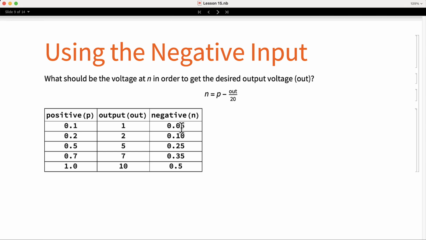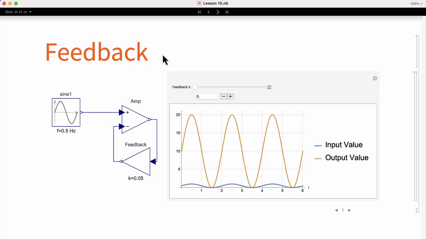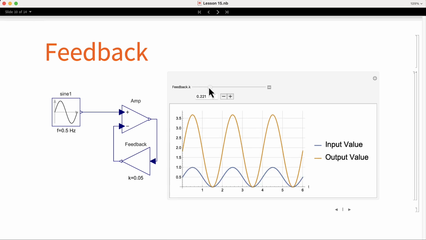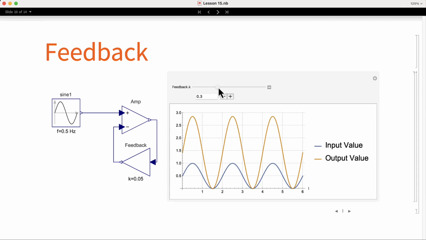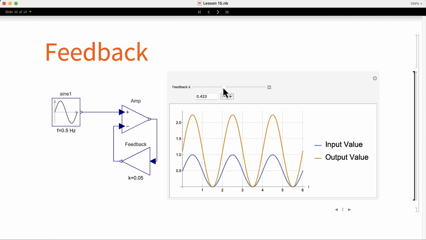Let's test the idea and make a few simulations. The system looks like the following diagram. We have the output of the 20x amplifier connected to a gain stage that allows us to take part of the output and feed it back to the amplifier. We can experiment with different values of feedback. When the feedback is 0, we can see that the amplifier behaves just as before. The output is 20 times larger than the input. But as we start increasing the feedback, we can see that the gain is being reduced. We can even achieve a gain of 1.